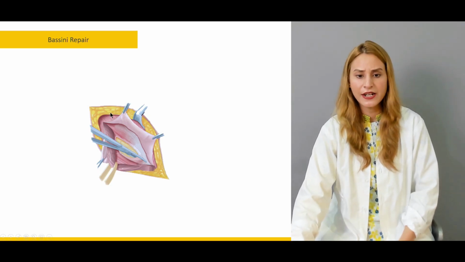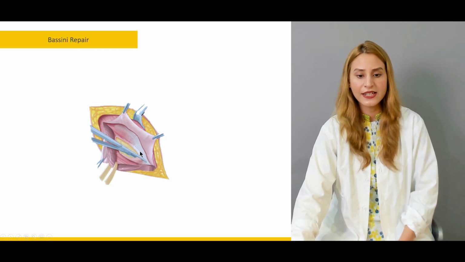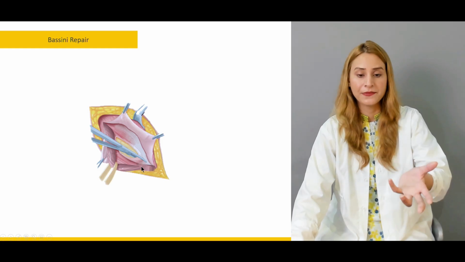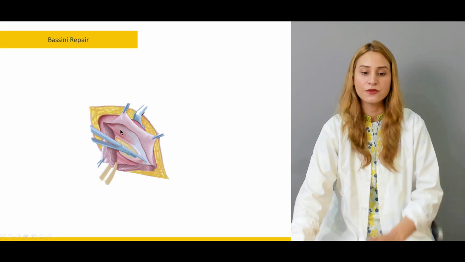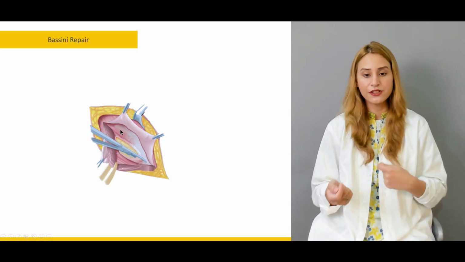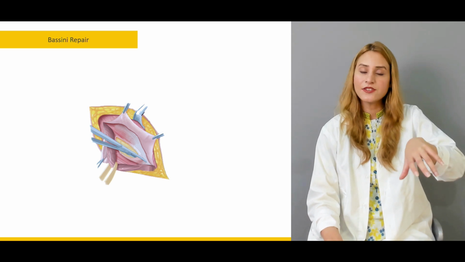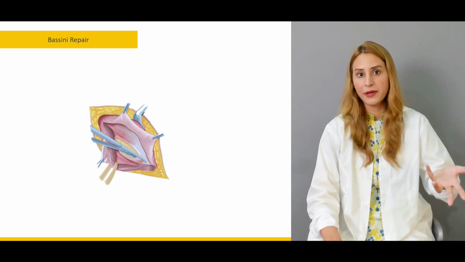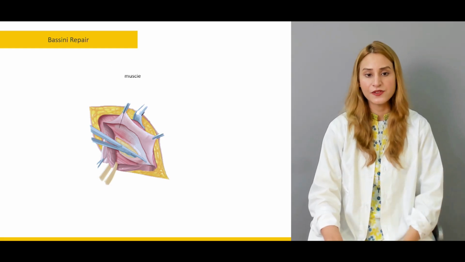You can see here the skin is opened, and you go down into the cavity. The spermatic cord is identified, the sac is reduced, and the sac is closed down again. That's the Bassini, which introduced the open suture repair. It's not the mesh repair. The Bassini's repair is the open suture repair.